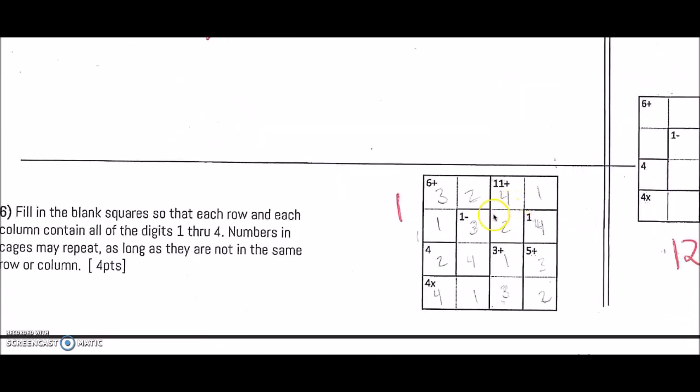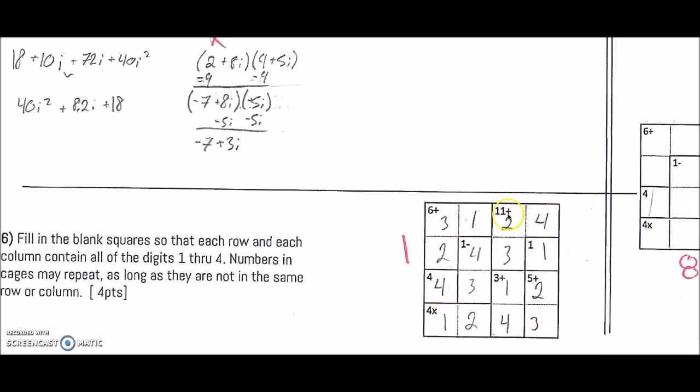Example of some student work, I noticed that although the numbers are not repeating per row or column, if you check them, 1 plus 4 plus 2 equals 7 and not 11. Another example: they did not have any repeating numbers in the rows or columns, but again, if you double check, 1 times 2 is not 4. So double check your math operations there.